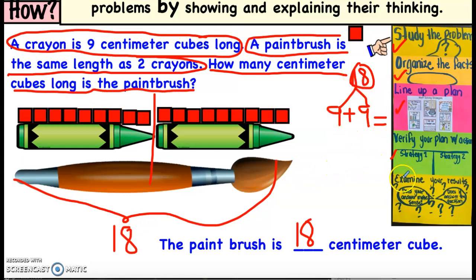Did you see, mathematicians, how we study the problem by asking ourselves, what is the problem asking us to find? In this case, we were trying to find the length of the paintbrush. Did you see how we organize the facts by circling all important facts? Then we line up a plan by deciding what strategies we're going to use to solve the problem. Next, we verify our plan with action by using those 2 different strategies. And then last, we examine our results to see if it makes sense.